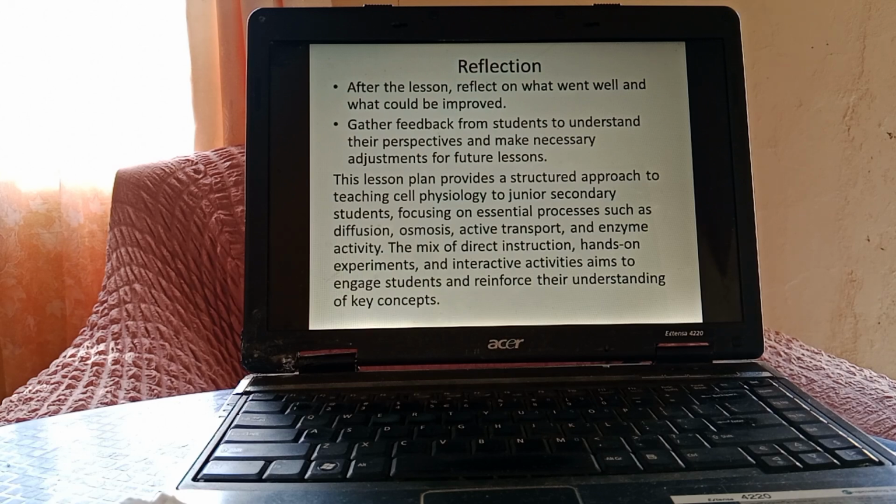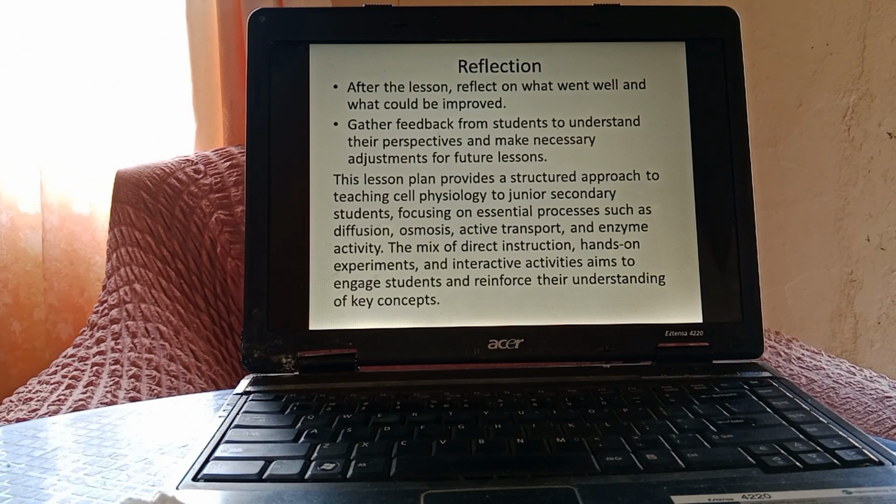This lesson plan, my colleague teacher, provides a structured approach to teaching cell physiology to junior secondary students, focusing on essential processes such as diffusion, osmosis, active transport, and enzyme activity. The mix of direct instruction, hands-on experiments, and interactive activities aims to engage students and reinforce their understanding of key concepts.